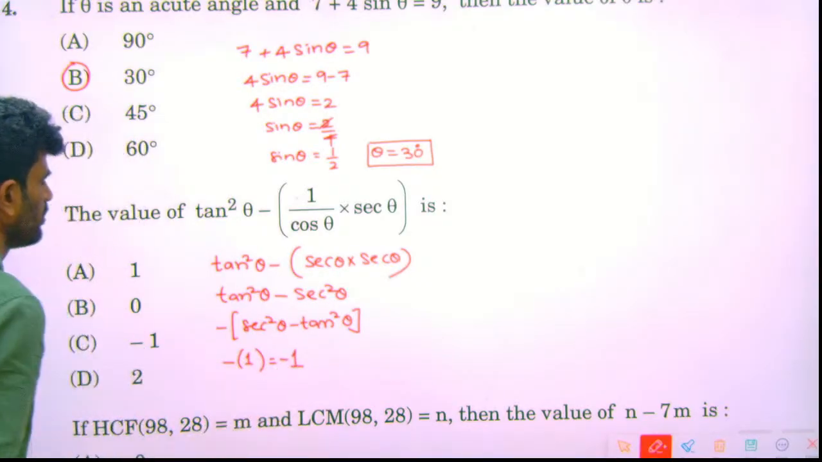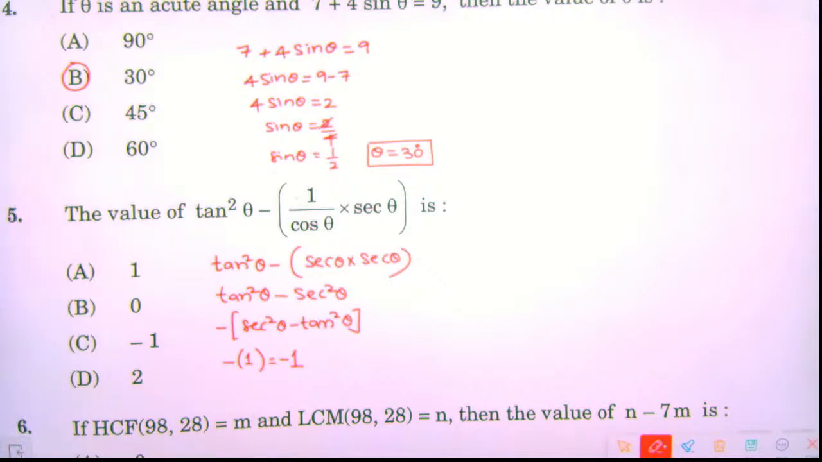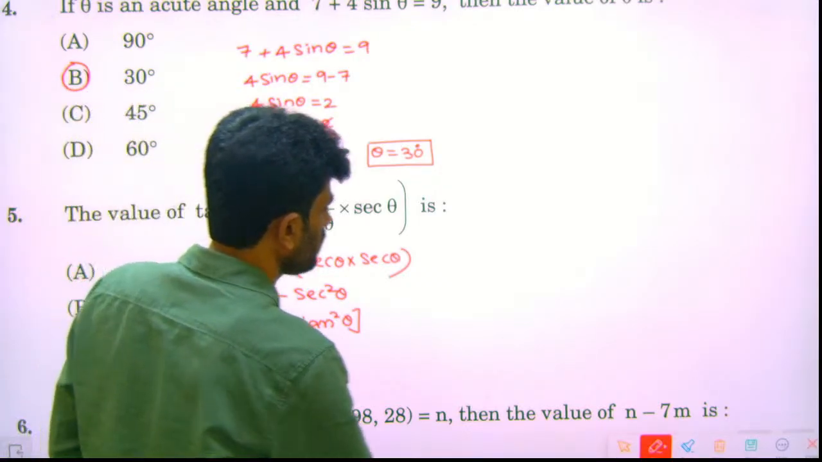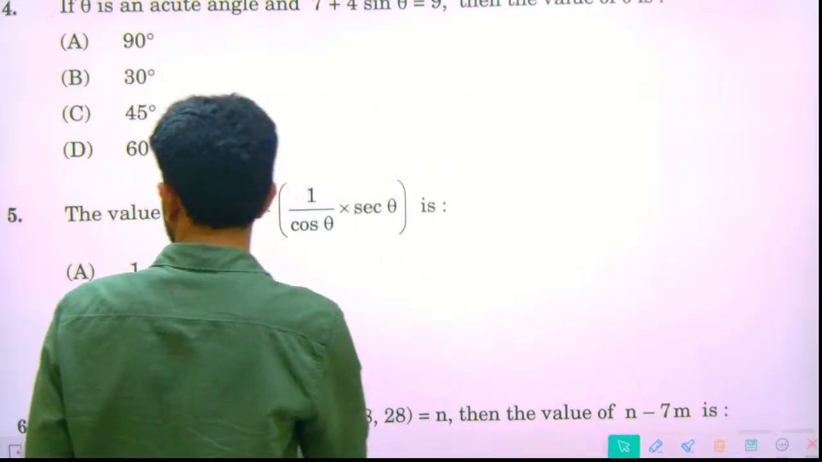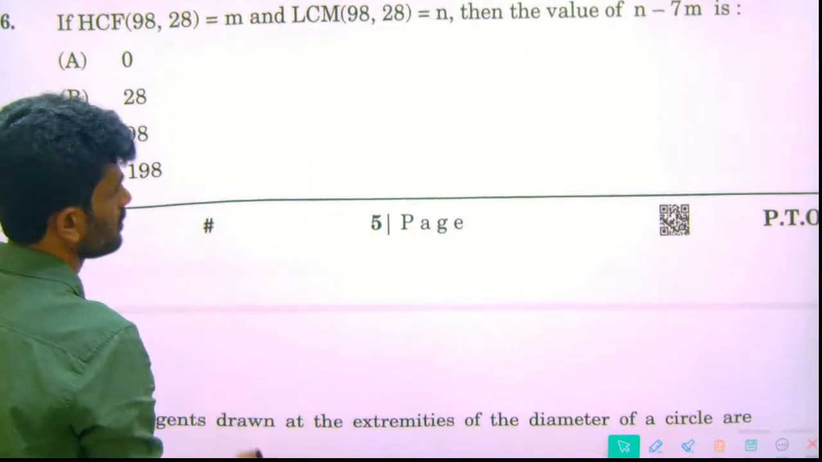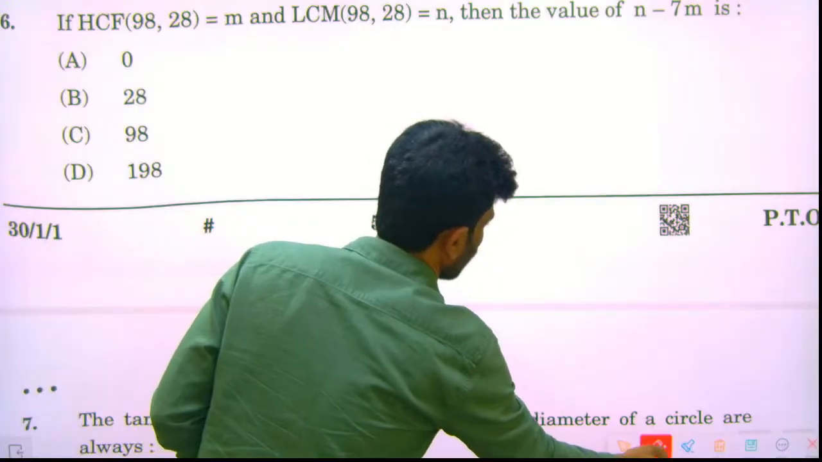Minus 1. Question number 5, option C is correct. Question number 5, option C is correct. Now let's see the next one. Question number 6. In question number 6, the question is about LCM and HCF.